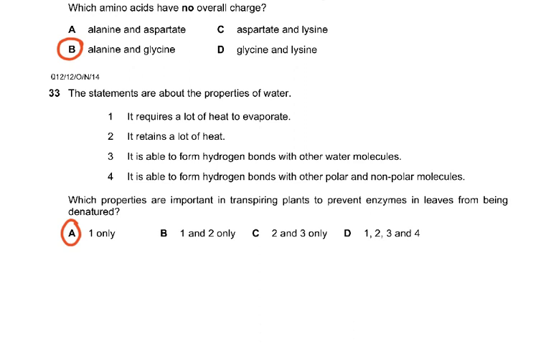The statements are about the properties of water. It requires a lot of heat to evaporate, retains a lot of heat, able to form hydrogen bonds, and with other polar. Which properties are important in transpiring plants to prevent enzymes in leaves from being denatured? So that was one only, a lot of heat to evaporate. You see, that cools the plant, so then the enzymes will not be denatured.